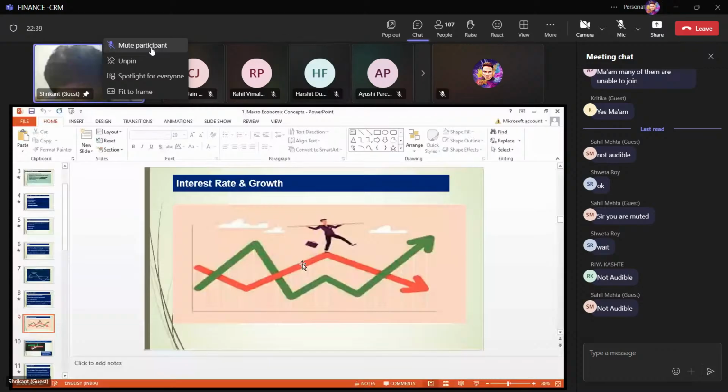So basically, what I was saying is that it's a balancing act for the government. If they reduce interest rates, like they did last time and are planning to do again, it has a positive impact because the growth goes up. It's a balancing act because, okay, I've changed the slide.